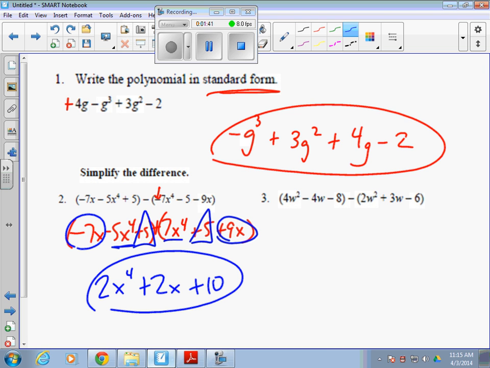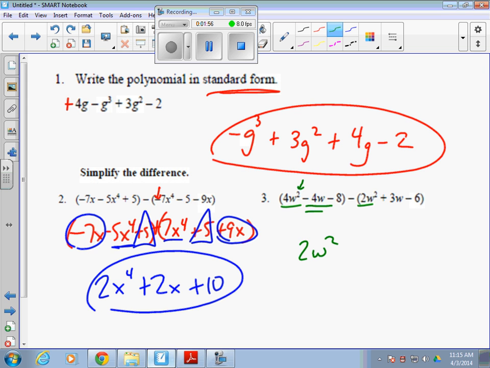Okay, you don't have to rewrite everything. Here's how you would do it without rewriting it. W to the third power is your biggest degree. So 4w, I'm sorry, to the second power, 4w squared minus 2w squared. 4 minus 2 leaves you with 2w squared.